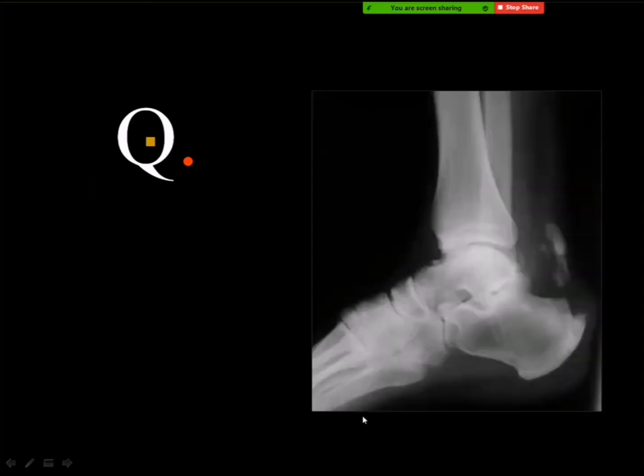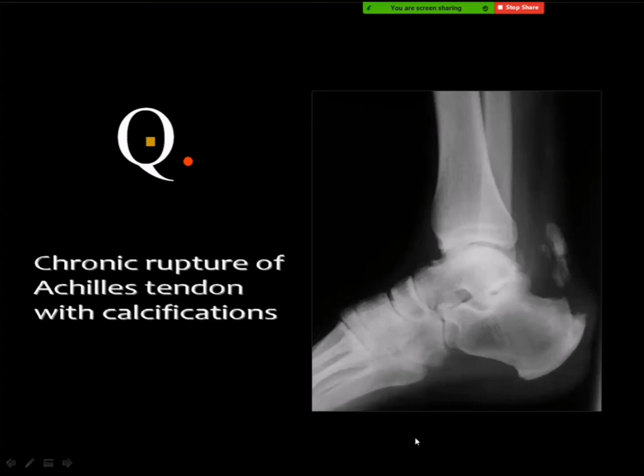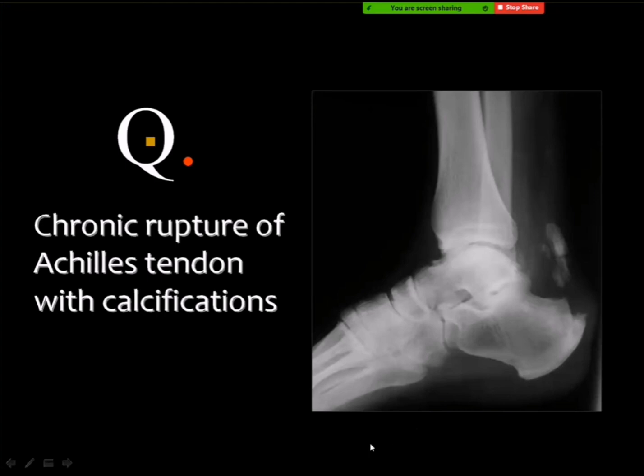And this is X-ray of the ankle joint. Stone of the Achilles tendons. Stoned Achilles tendon means that the Achilles tendon is made of bone, and this is a sequelae of chronic and neglected tear of the Achilles tendon.